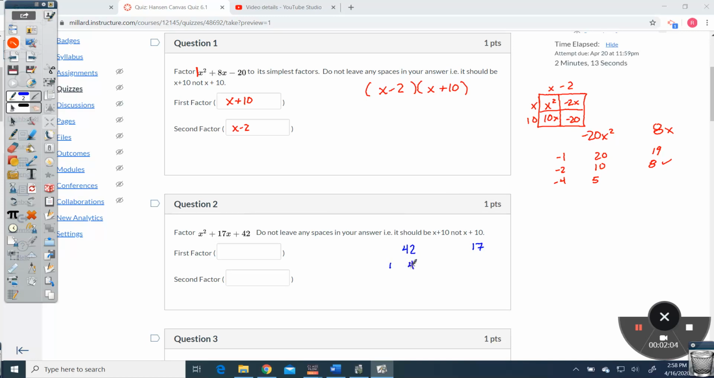So 1 and 42, well, that combines to be 43, so that didn't work. 2 and 21, that combines to be 23, that's closer. 3 and 14, that works. So that means that this factors to be x plus 3 and x plus 14. So now for the next question.